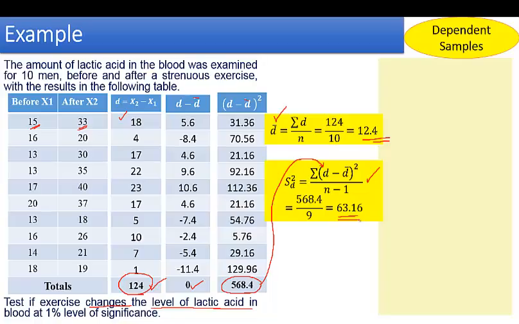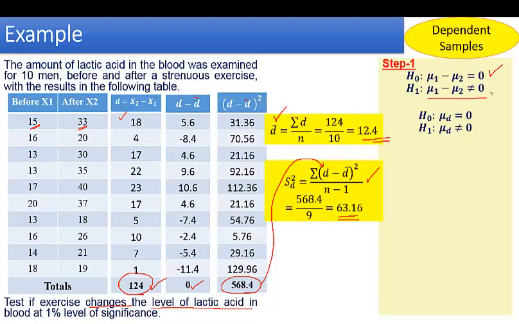So let us just go through the 6 steps of testing of hypothesis. We just need to measure the change. We write our hypothesis like this: mu1 minus mu2 is equal to 0. If we just focus on the null hypothesis, mu1 minus mu2 is equal to 0 means that there is no change, that exercise did not bring any change in their lactic acid. Whereas H1 states that mu1 is not equal to mu2, or mu1 minus mu2 is not equal to 0. It means that the exercise has changed their lactic acid. So before and after values, they are not the same.